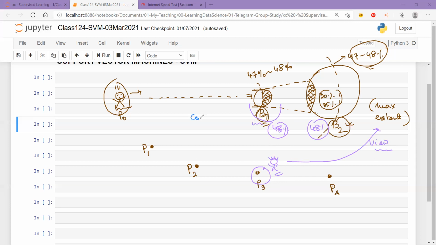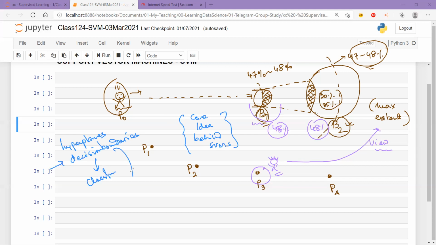This becomes the core idea behind SVMs, because what we do in case of support vector machines is that we create hyperplanes, which are nothing but the decision boundaries. These decision boundaries are going to help us primarily do classification problems. But SVMs can also be used to do regression problems.